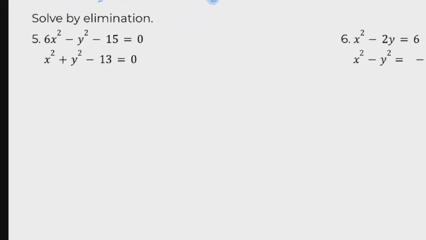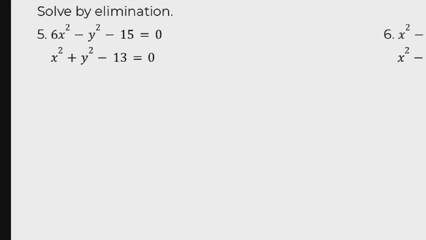Okay, next is solving by elimination. So if you remember when we did systems of linear equations, we want to cancel out one of the variables. So in the first problem, right away we can cancel out the y squared. So when we add these will cancel out, and we're just going to add everything vertically.